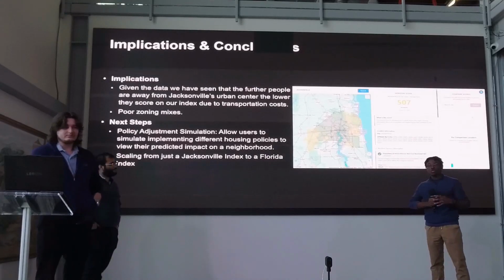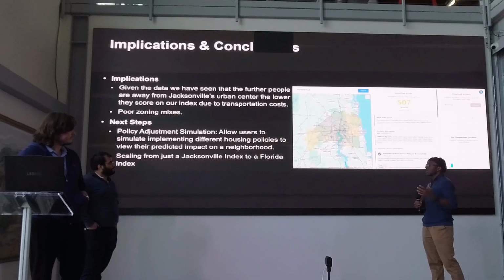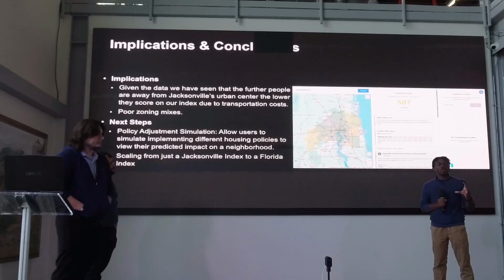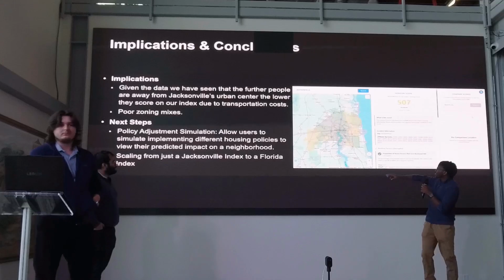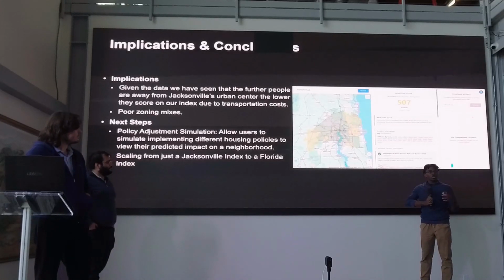After putting together this tool and just messing around with it for ourselves, some of the key trends we discovered were particularly related to transportation. As you can see, the outermost areas of Jacksonville have lower scores.